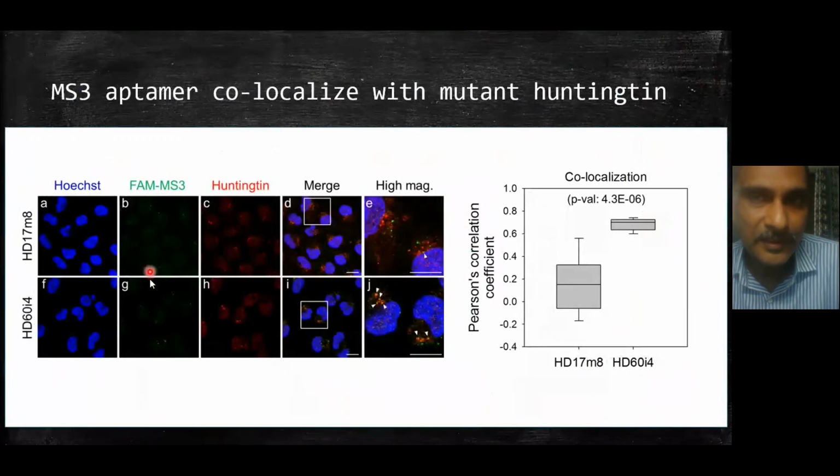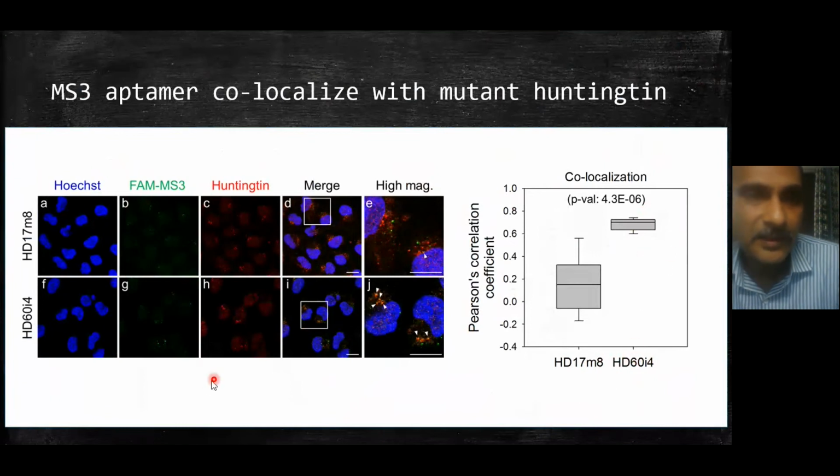And also we checked the co-localization. So you can see we used this FAM labeled MS3. You can see this MS3 as green dots here, and the Huntington protein is labeled in red. So when we do a merge, you can see that this Huntington protein is significantly associated with the mutant cell line only, not with the wild type cell line.